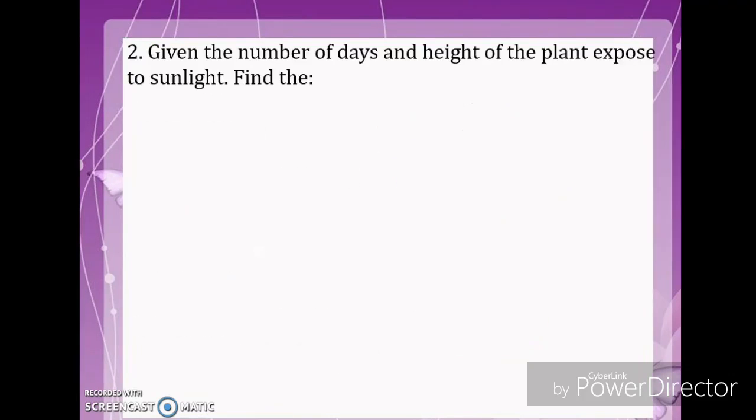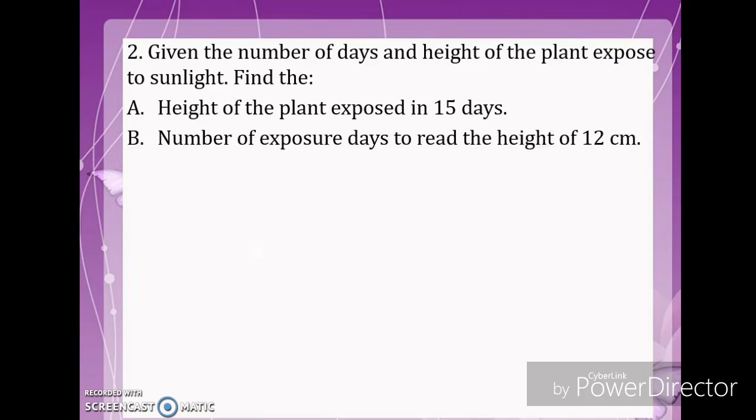So, ngayon, ito na yung last example natin, number 2. Given the number of days and height of the plant exposed to sunlight, find the A, height of the plant exposed in 15 days. Then B, number of exposure days to reach the height of 12 centimeters.